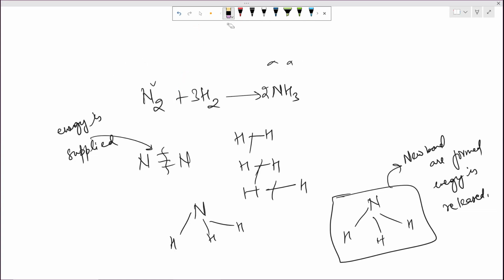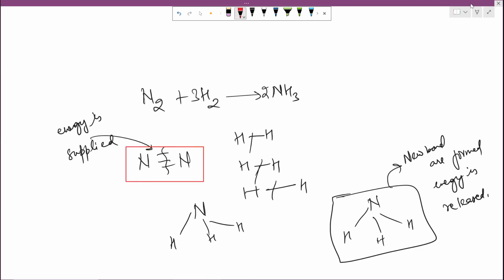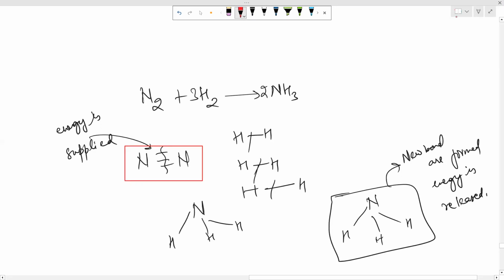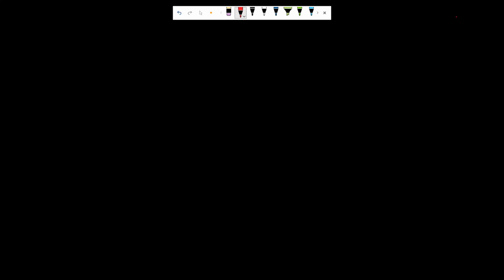So in case of nitrogen, why do they not readily react? Because nitrogen is triple bonded, and a large amount of energy is required to break this bond. You understood? Yes, sir.